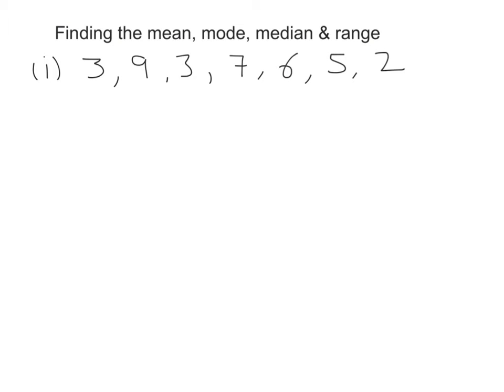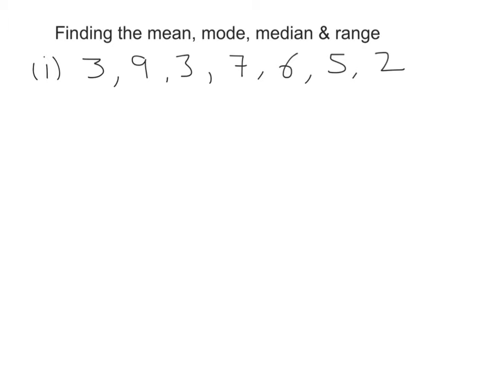Hi everyone, I'm going to do a quick recap with you today on the averages, the 4 averages that we need to know for our statistics topic, and they are the mean, the mode, the median, and the range of a set of numbers. Now, the easiest way for me to explain what each of them means is to actually go and do an example. So I have a list of numbers here, 3, 9, 3, 7, 6, 5, 2, and I'm going to help you work out each of the averages for this set of numbers.